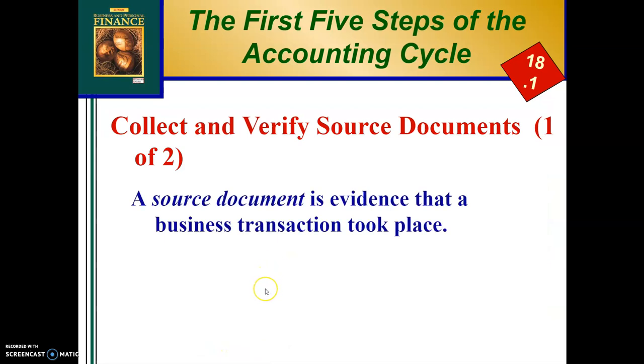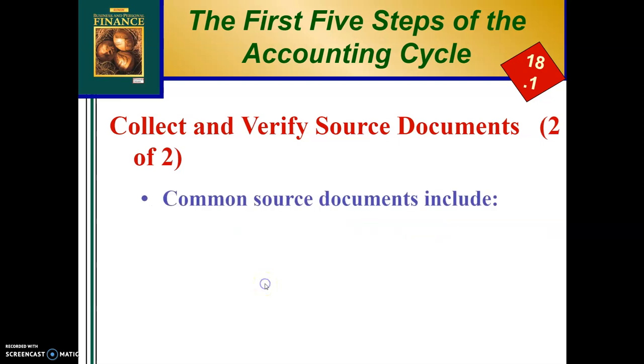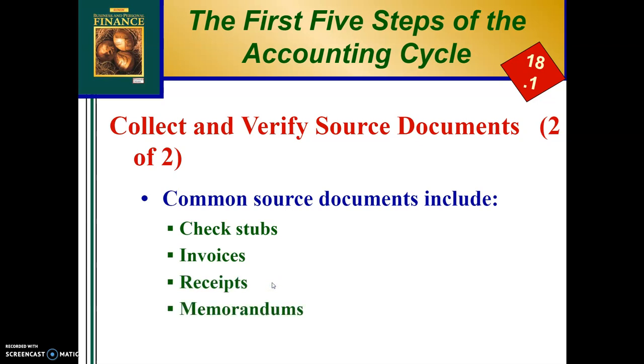All right, let's take a look first at the first step: collecting and verifying source documents. A source document is evidence that a transaction took place and that money has changed hands. Common source documents will include check stubs, invoices, receipts, memorandums. These are used to determine how money has changed hands in order to also determine which accounts are affected by a transaction.